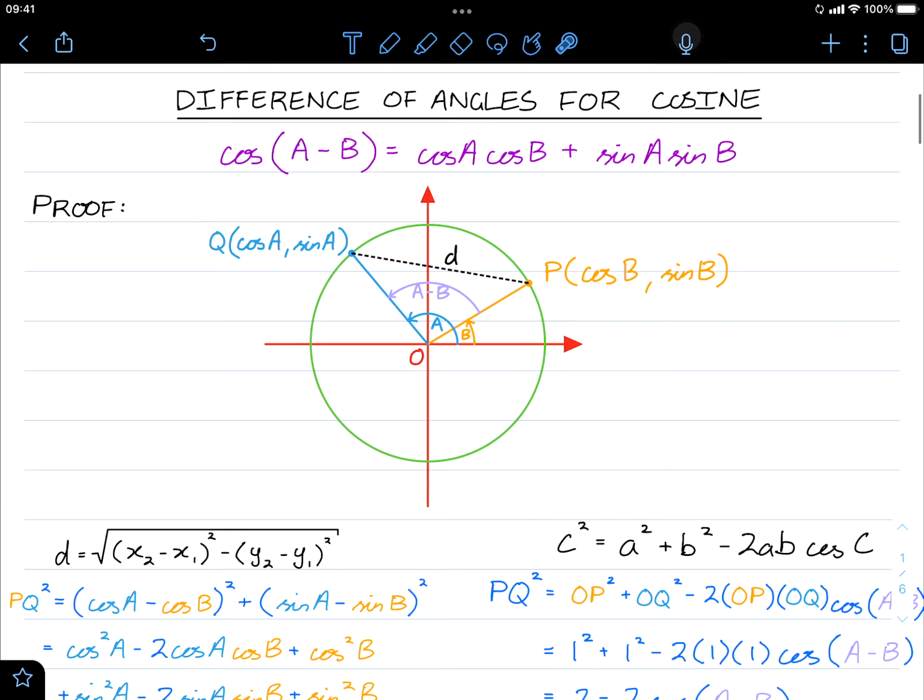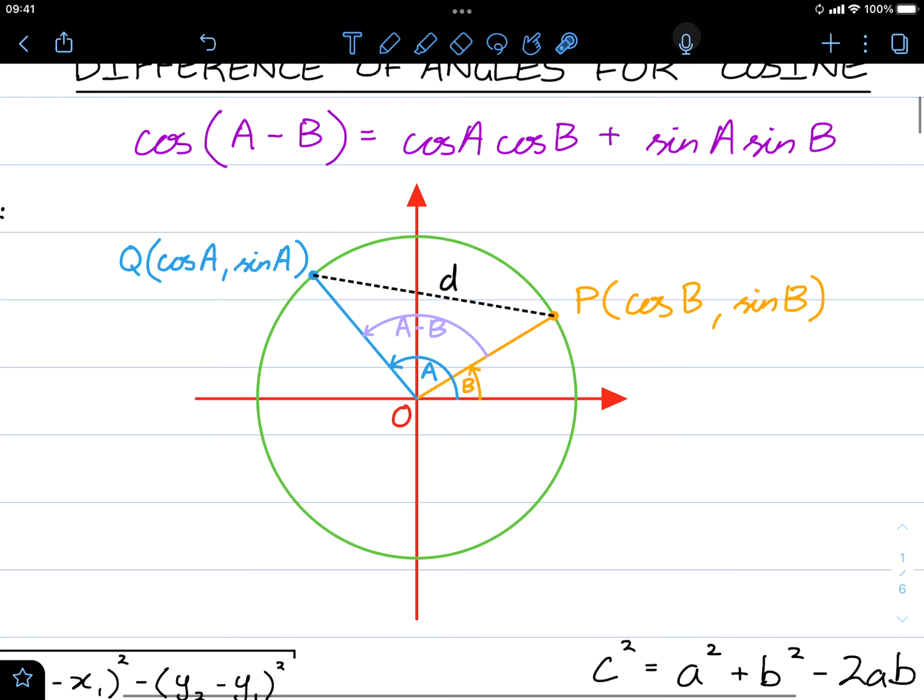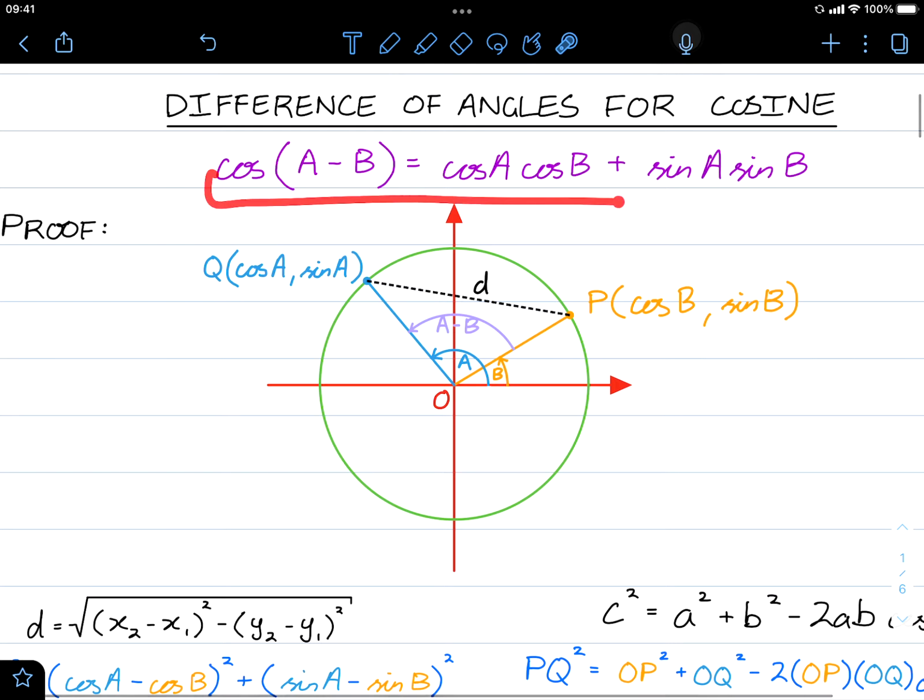So let's begin with the difference of angles for cosine. For cosine, to prove this, we use the unit circle once again. This is actually the only one that uses the unit circle. All the others can actually stem from this one proof.